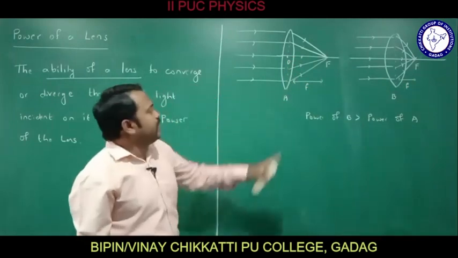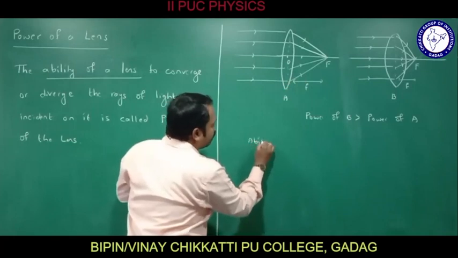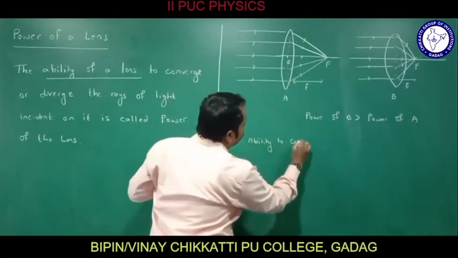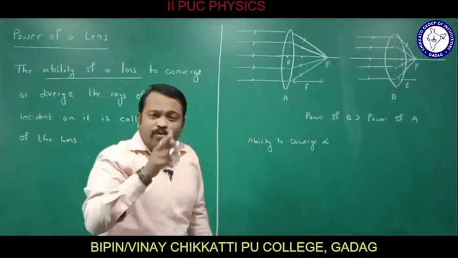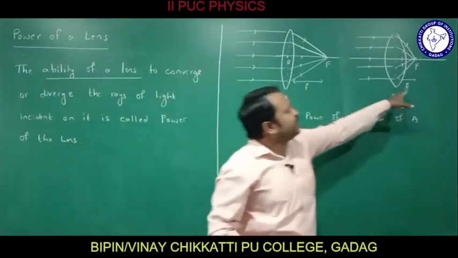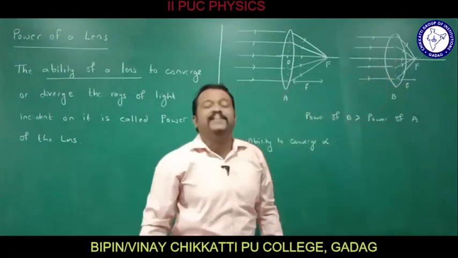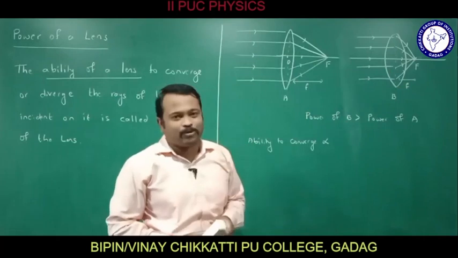If I compare the ability to converge, shall I say like this? Is the ability to converge directly proportional to focal length or inversely proportional to focal length? As focal length has decreased here, the ability has increased. This means the ability to converge and focal length are inversely proportional to each other.